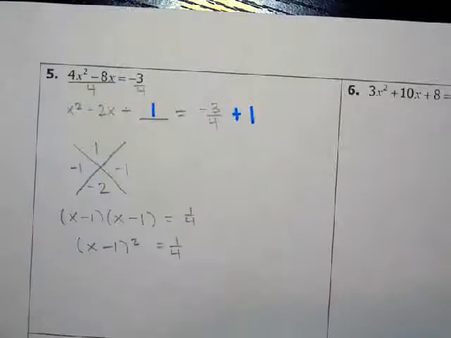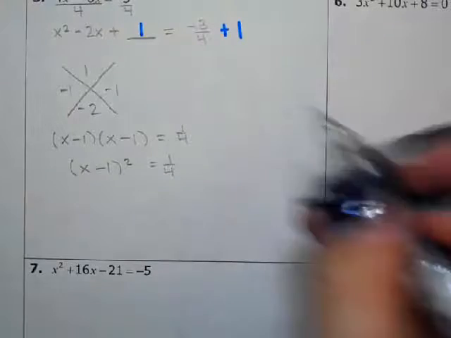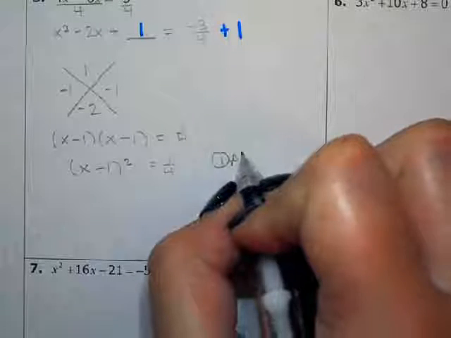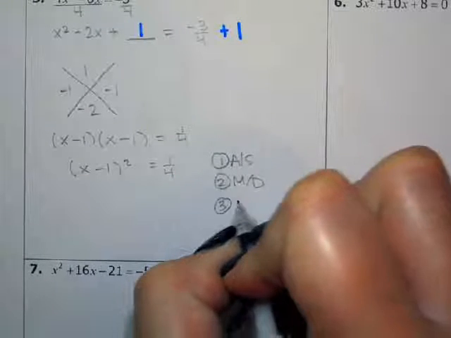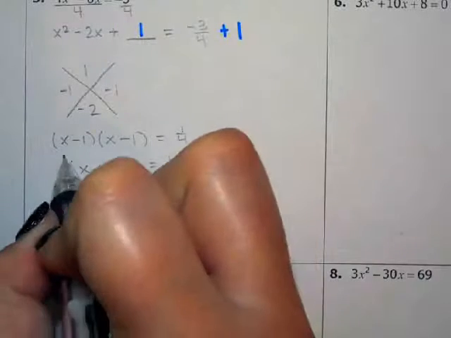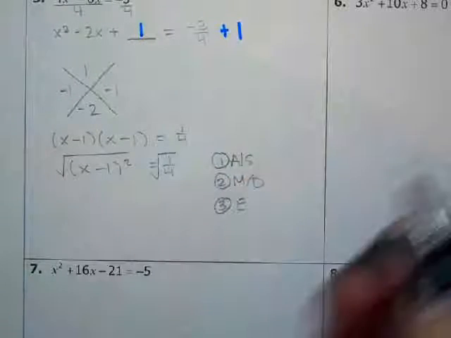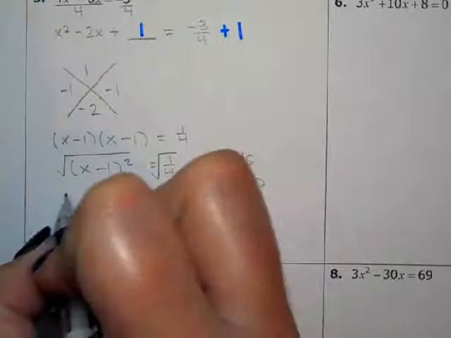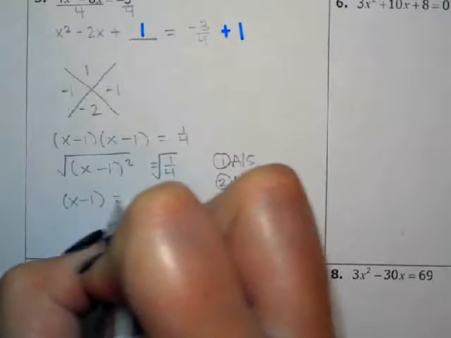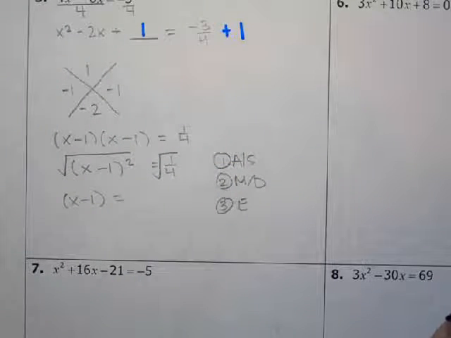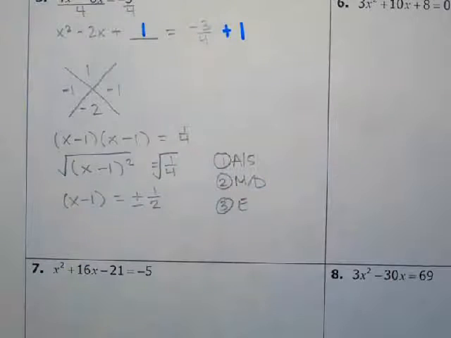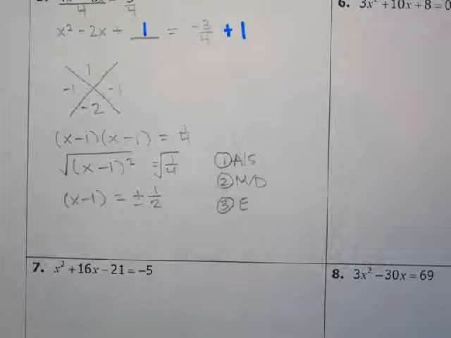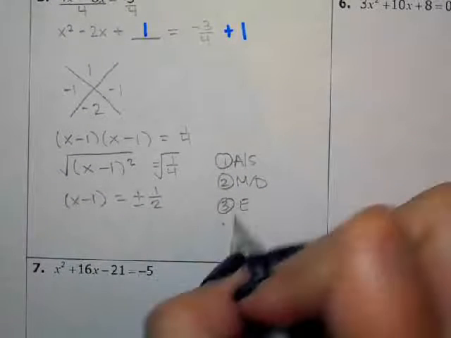Add, subtract? Nope. Multiply or divide? Nope. Okay. So we get x minus 1 equals plus or minus 1/2. Oh, that worked out nicely. That wasn't something to be too scared of. Fourth step, we bust inside those parentheses and go back to the beginning.